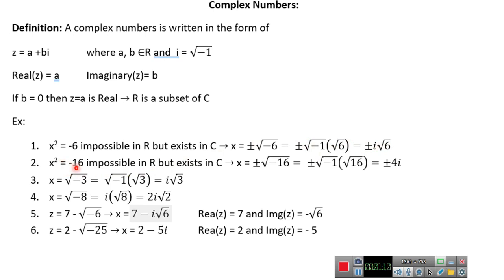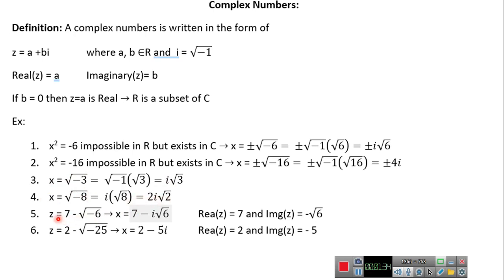Similarly, x squared equal to minus 16 is impossible in R but exists in C. So x will be plus or minus radical minus 1 times radical 16. Radical minus 1 is i, so plus or minus 4i in C. If x equals radical minus 3, since we are in complex numbers, this can be written as i radical 3. Radical minus 8 will be 2i radical 2.